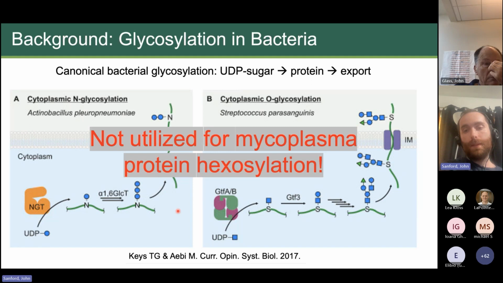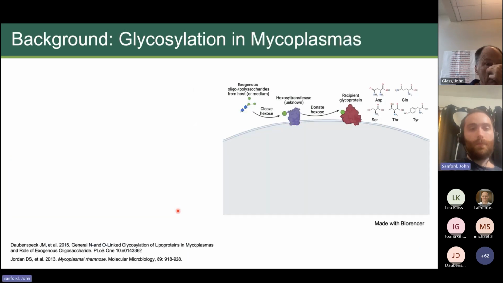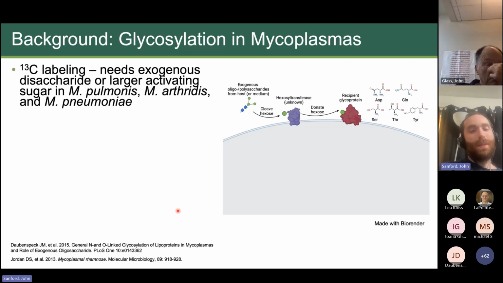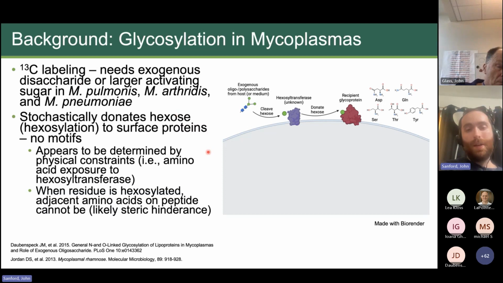Carbon-13 labeling experiments indicate that for carbon-13 labeled glycoproteins to be found in a mycoplasma, the medium needs to be supplemented with C13 disaccharides or larger. So as I basically just said, we need a disaccharide or a larger activating sugar to get this process in place. And the other fascinating part about this glycosylation system is it's a very stochastic system. That's fancy English. So more simply put, it's a very random process.